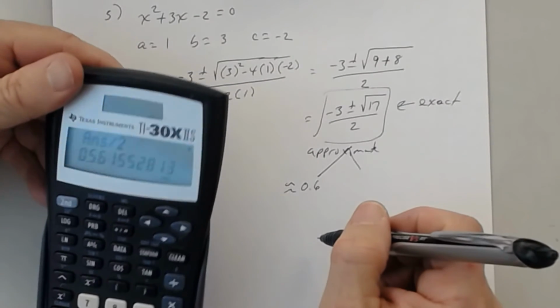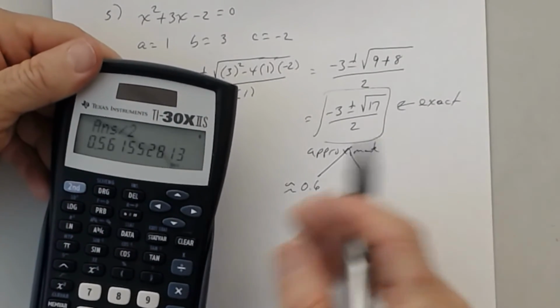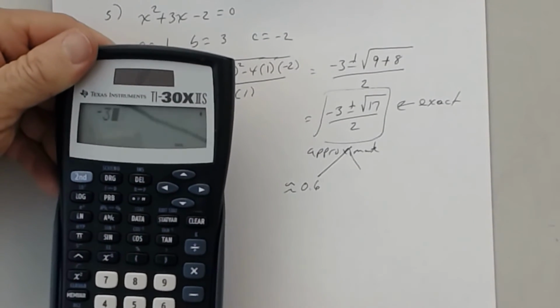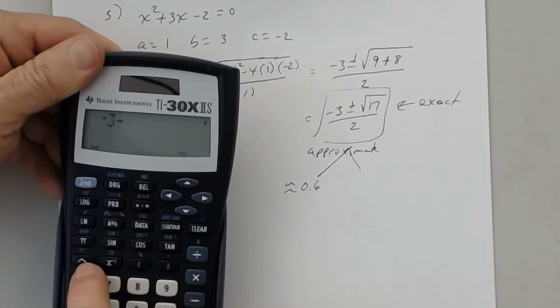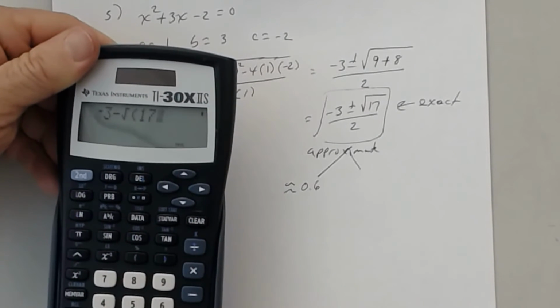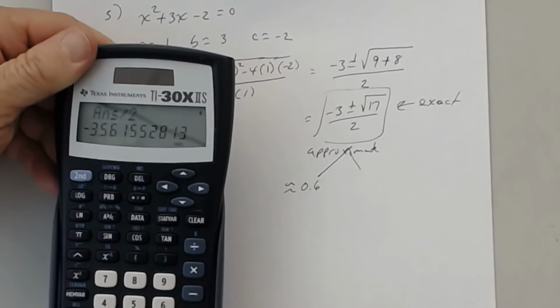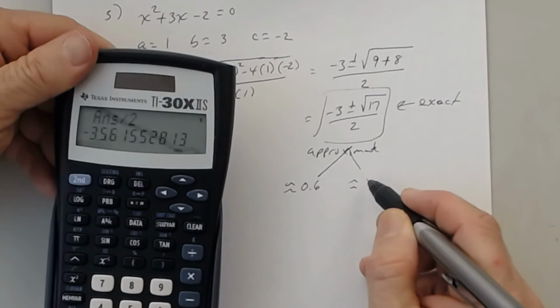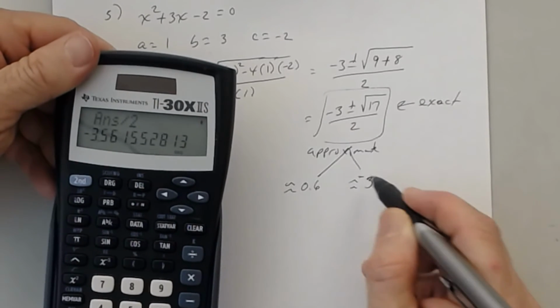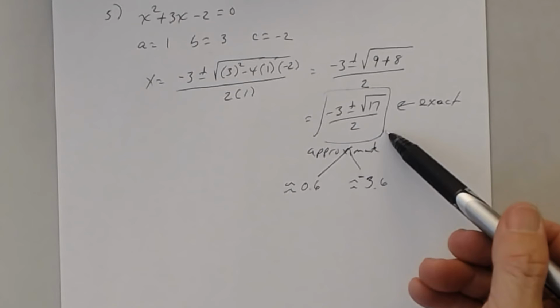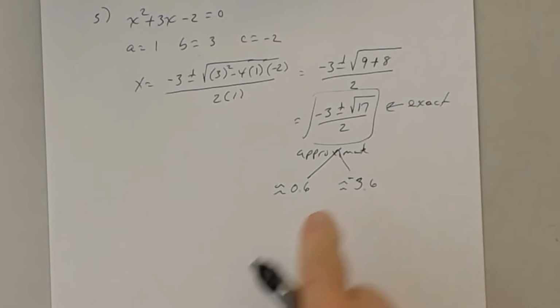Okay, so what I got? 0.6. Now how do you find your other approximate solution? -3 minus square root of 17. What do I press? Equal. Then divide by 2. So what's the other approximately equal to? -3.6. Okay. All right. So that's what the worksheet is going to look like. It'll say exact, so you just write this, and then it'll say approximation, so you have to write 2 separate numbers to the nearest tenth.